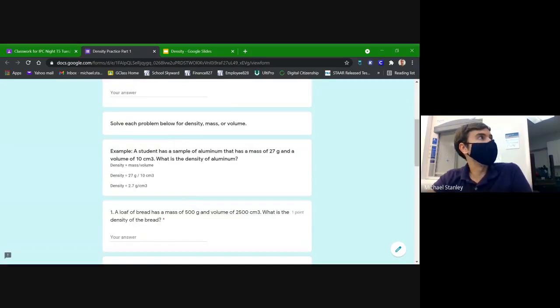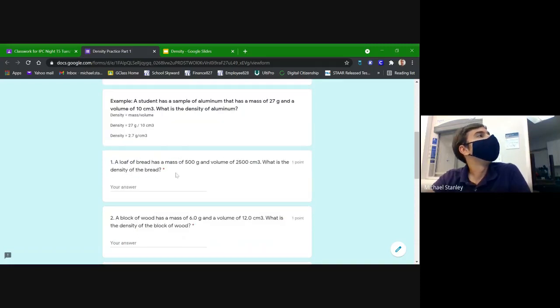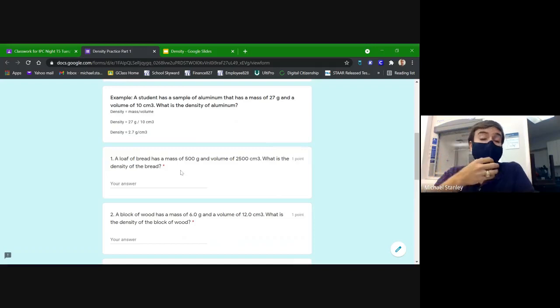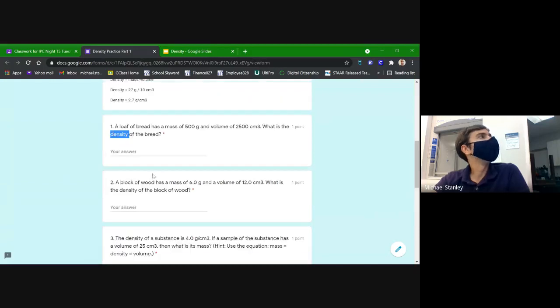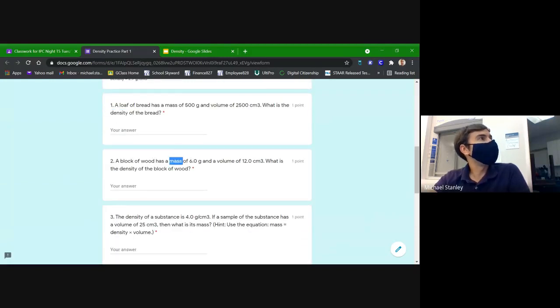It gives you a quick example of a density problem, just to remind you of our density equation, mass divided by volume. For the first couple of problems, that's exactly what you're going to do. You'll be given the mass and the volume of something and asked to find the density. You'll get the mass and the volume of a block of wood and asked to find the density.